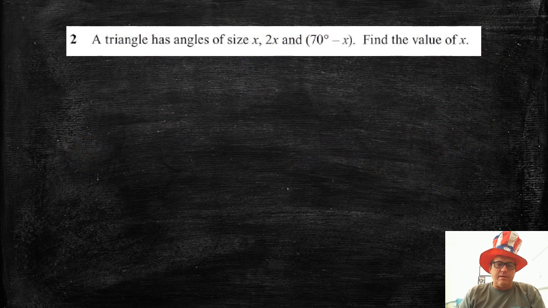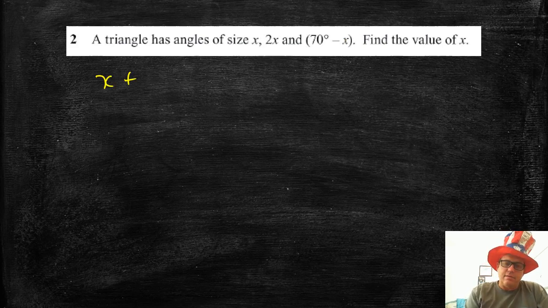Let's see how we did. Triangle has size x, 2x, and 70 minus x. Find the value of x. Well, we know that all the angles in a triangle add up to 180 degrees. So x plus 2x plus 70 minus x equals 180, don't we?